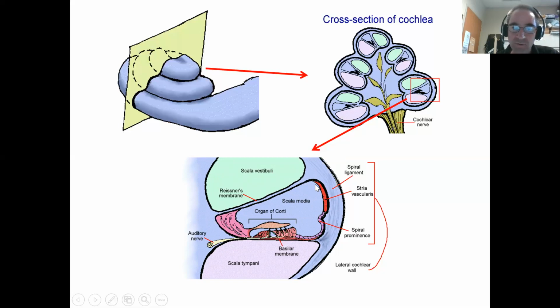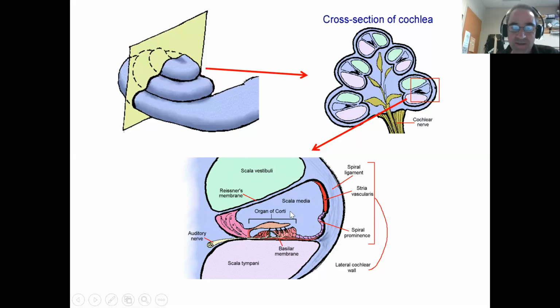Okay? And each of those is called a scala, which comes from a word like staircase, like a spiral staircase. The one at the bottom, under the basilar membrane, is called scala tympani. The one at the top is called scala vestibuli, and the one in between is called scala media, which just means the one in the middle. Okay, and this is where the good stuff goes on.